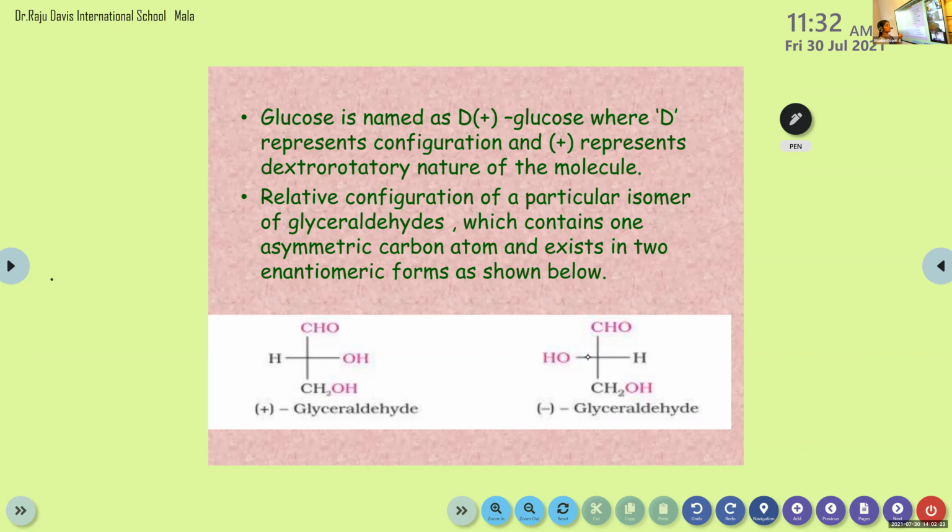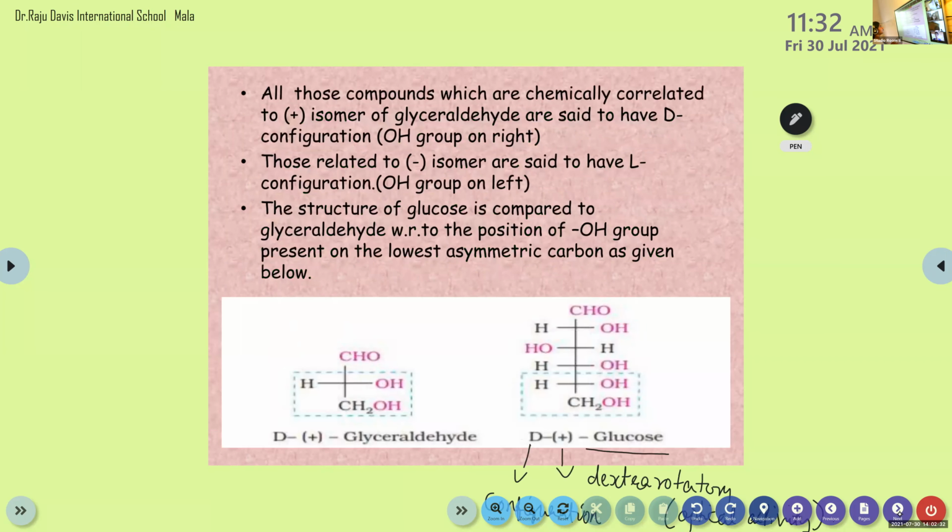Here in the case of the structure of glucose, it is related to plus form of glyceraldehyde. That's why we are writing capital letter D. All those compounds which are chemically correlated to plus isomer of glyceraldehyde are considered as D configuration. That means OH group on the right side. If they are related to minus form, we will write L configuration. But here in the structure of glucose, it is related to plus form. That's why we are writing capital letter D. Here we are comparing the lowest asymmetric carbon of glucose with the plus form of glyceraldehyde. Both are similar. That's why we are choosing this capital letter D.